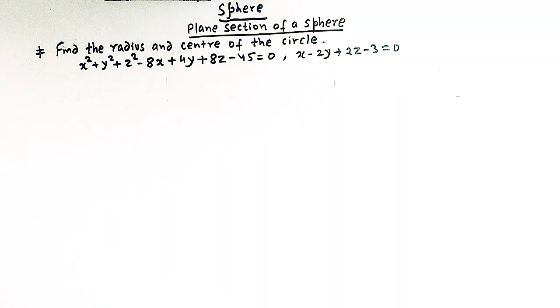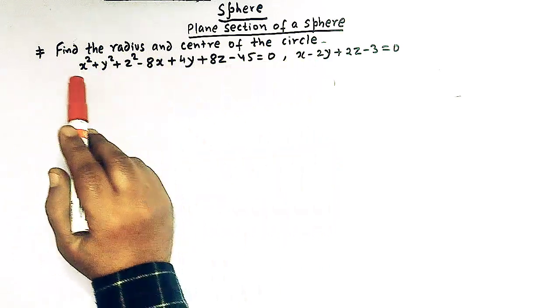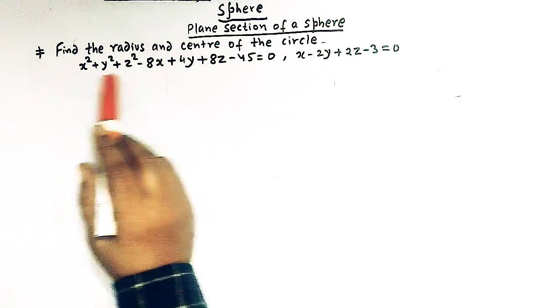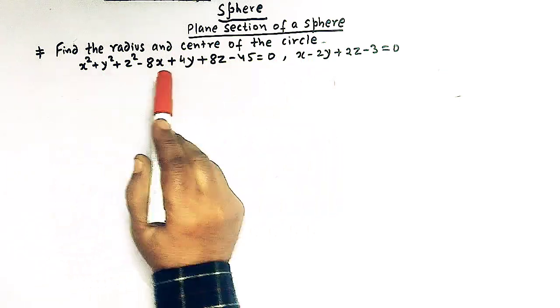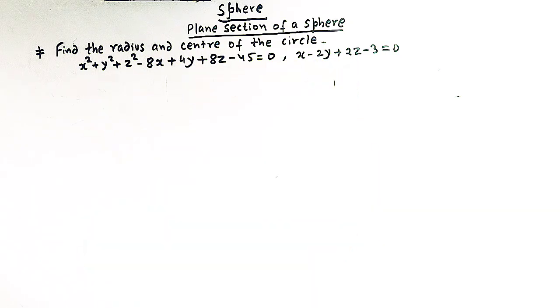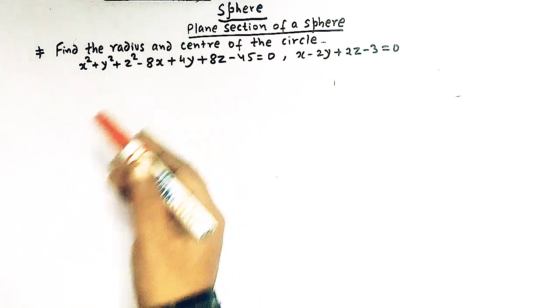Hello, viewers. In today's session, we are going to discuss another important and conceptual problem from the topic sphere, right? And here we are going to discuss the concept of plane section of a sphere using this important problem, right? So here we have to find the radius and center of the circle whose equation is given by the combined equation of a sphere and a plane, right? So let us first see the concept of plane section of a sphere, and then we'll solve this problem.